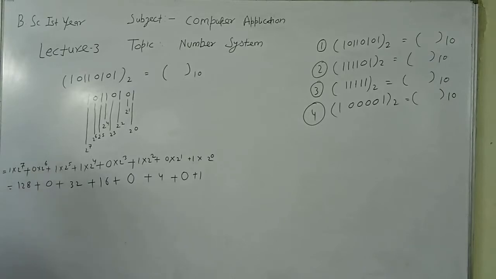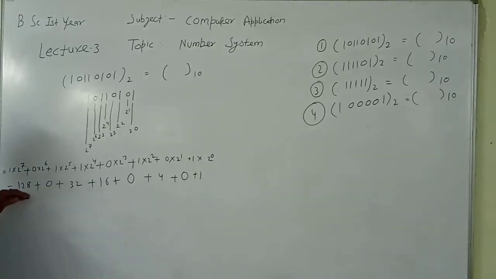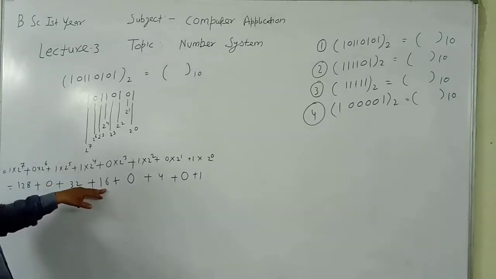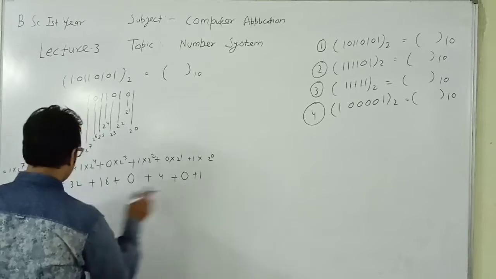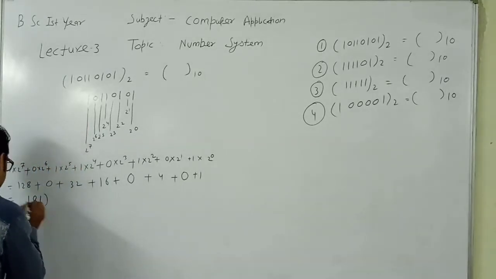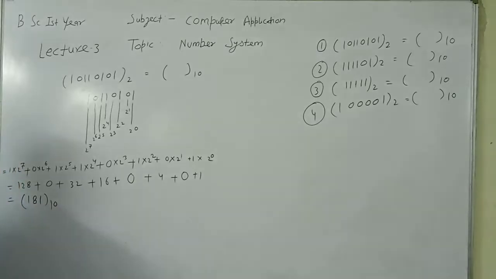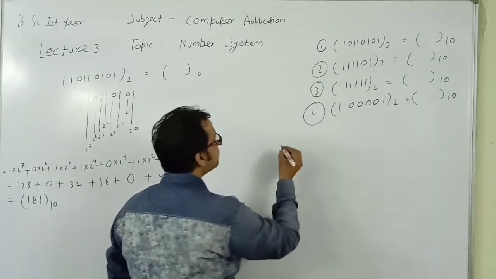Add these numbers. 128 plus 32 gives you 160. 160 plus 16 is 176. 176 plus 4 is 180, plus 1 gives you 181 base 10. So write down this solution, and now I will explain question number 2.